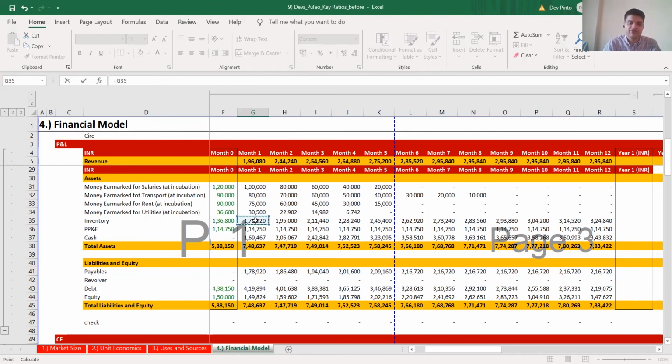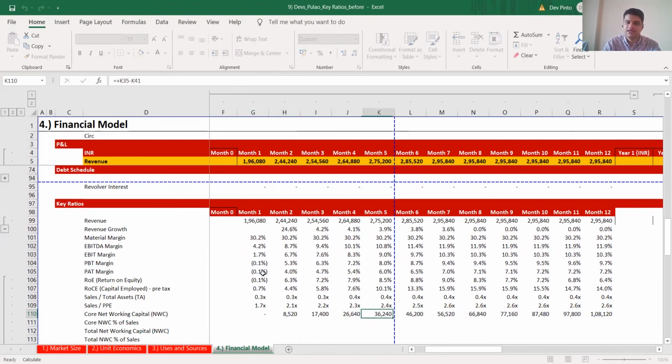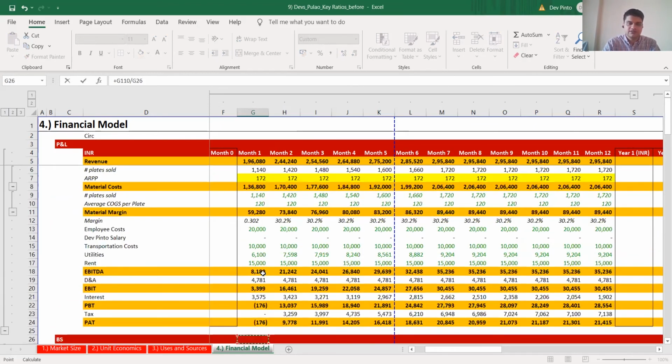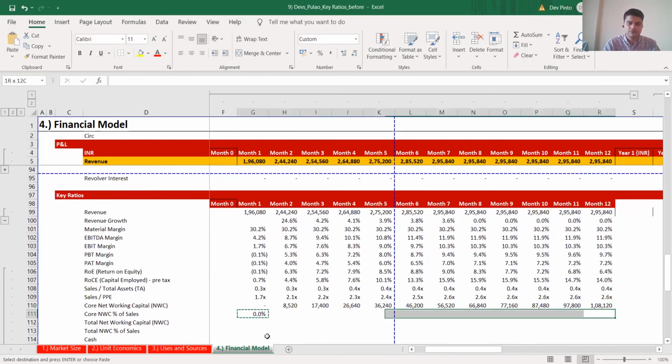So it's going to be inventory minus payables, which is our core working capital, which is close to zero in the starting month and then keeps ramping up slightly. Let's compute this as a percentage of sales. This is revenue. It comes up to a large amount by the last month.